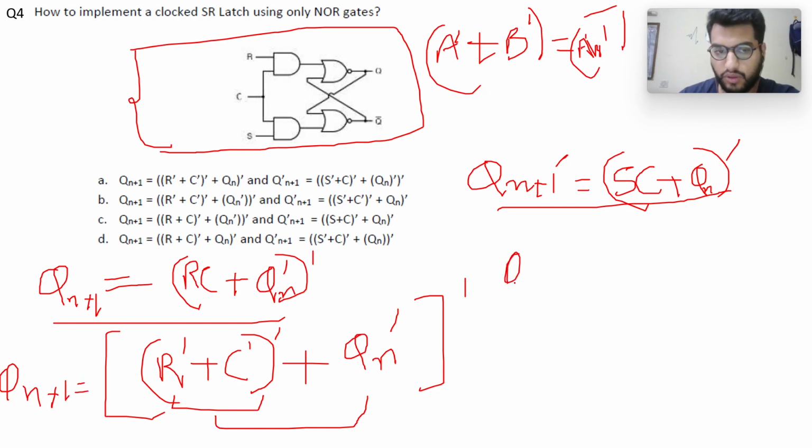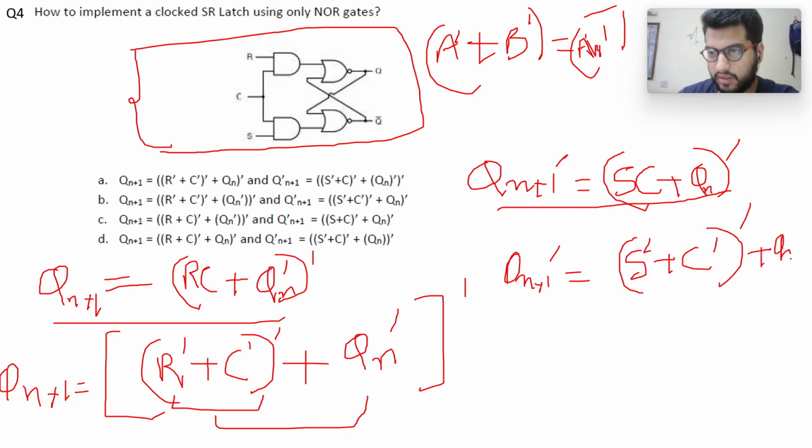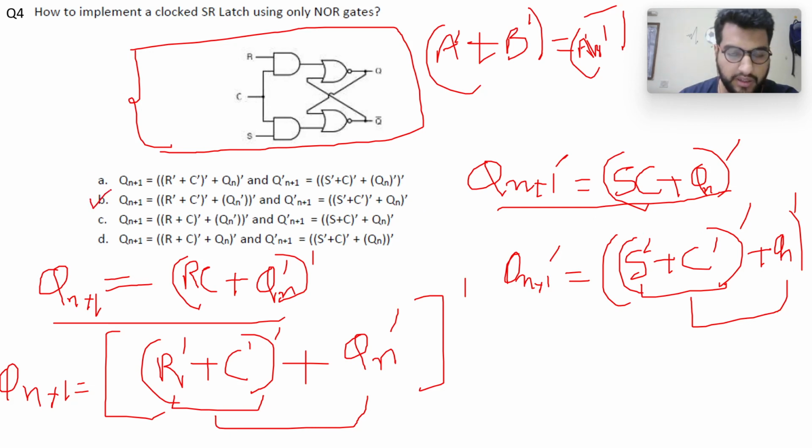Now for Qn plus 1 complement, I'll again use this logic: S complement plus C complement whole complement plus Qn and then the whole complement. So this is one NOR gate and this will be going to another NOR gate. So Qn plus 1 is equal to R complement plus C complement whole complement plus Qn complement, whole complement. So this is option B, and Qn plus 1 complement is equal to S complement plus C complement whole complement plus Qn whole complement. So option B is my correct answer.